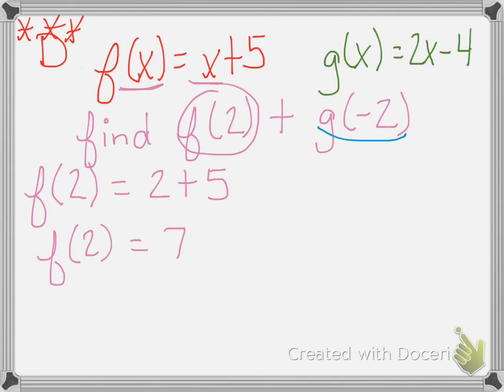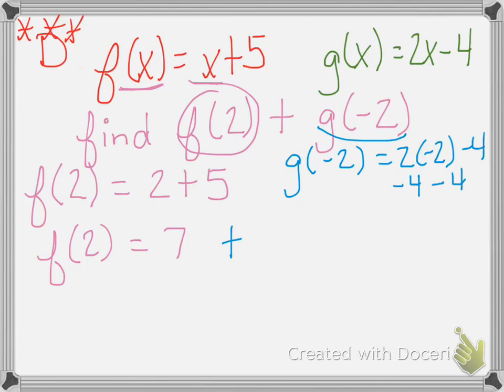Remember these are being added, so we're doing g of negative 2, placing it into our rule, and then we're going to go ahead and solve. A negative 2 times 2 is a negative 4. And a negative 4 and a negative 4 together gives us a negative 8. So g of negative 2 is equal to negative 8.